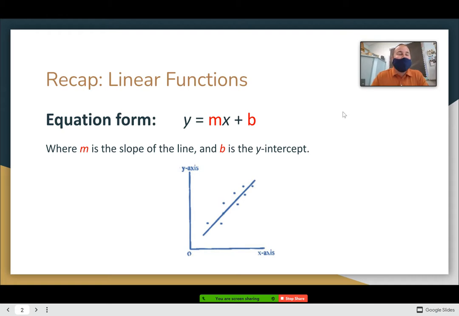And obviously, this is what a line looks like. You did it in Algebra 1, you did it in Algebra 2. We just recapped it on Monday again, okay? If the slope is negative, then m is negative, right? M is negative if the slope is negative.